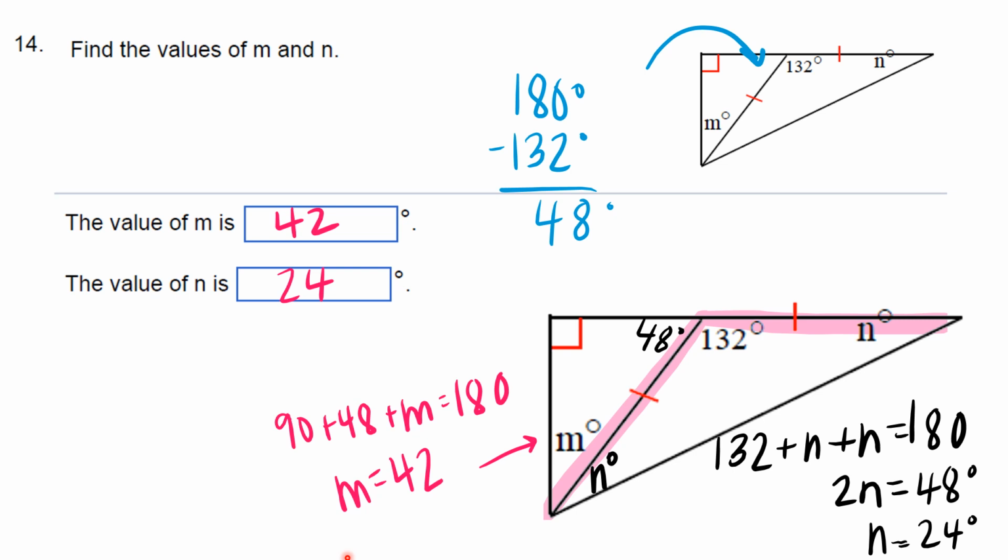All right, and then you could verify this if you wanted to, just by adding up those angles, making sure they add to 180. And then you could even take it a step further and look at the triangle as a whole. So looking at this big triangle here, making sure that this 90 plus n plus n added to 180. So if you wanted to check your answer on this problem, it is possible.